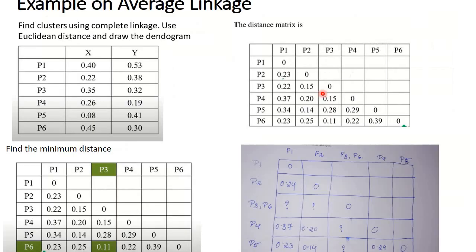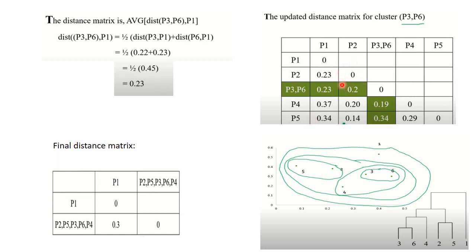Once again, I should be finding the average distance between P2, P3 and P2, P6. So P2, P3 is 0.15 and P2, P6 is 0.25. That comes out to be 0.2. So like that, I have to fill other values also. Once again, I have shown you only the first step. So you have to continue doing this until you get the final distance matrix that I've put up here. The final distance matrix looks something like this, and this is the final dendrogram.